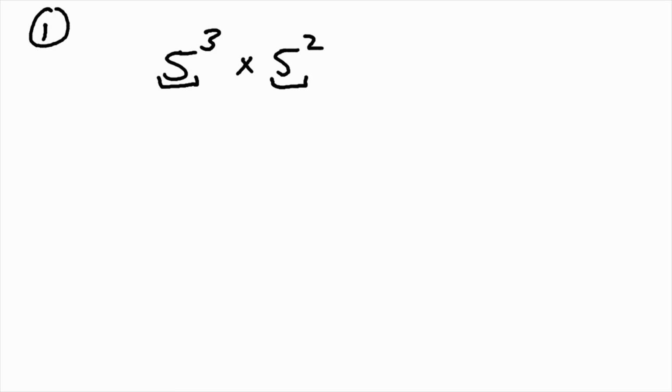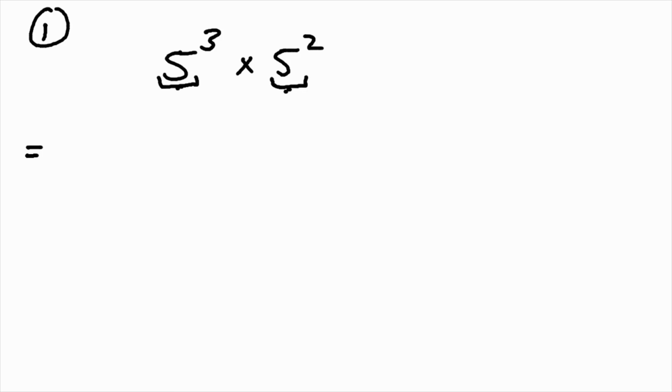Now, these laws only work when they are the same base. So if you had something like 2 to the power of 2 multiplied by 3 to the power of 6, these laws don't work because the bases 2 and 3 are not the same. So let's look at this example. 5 to the power of 3 multiplied by 5 to the power of 2.